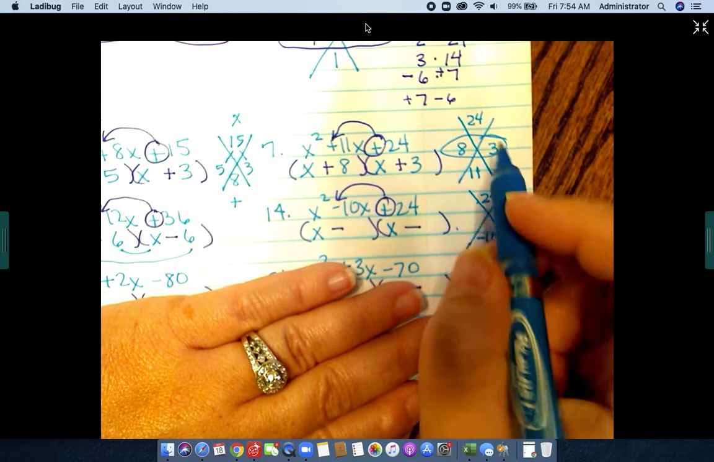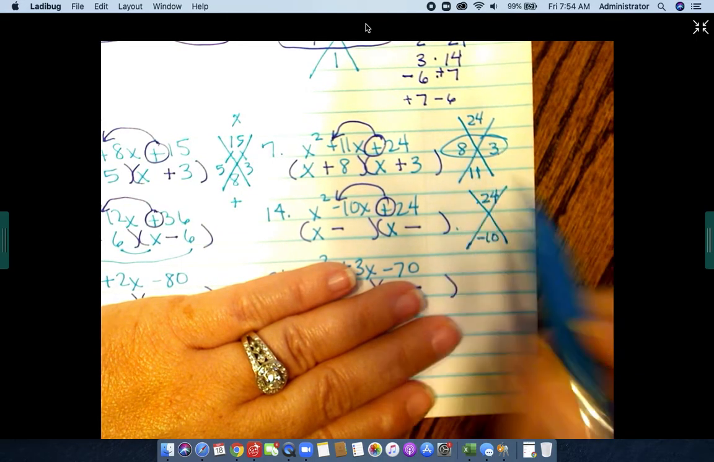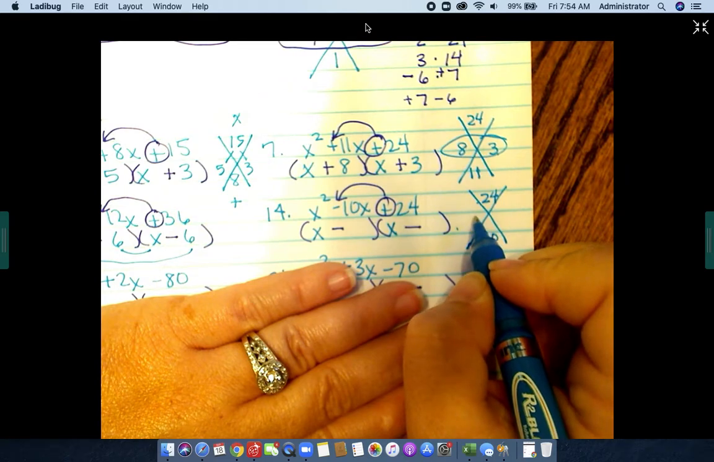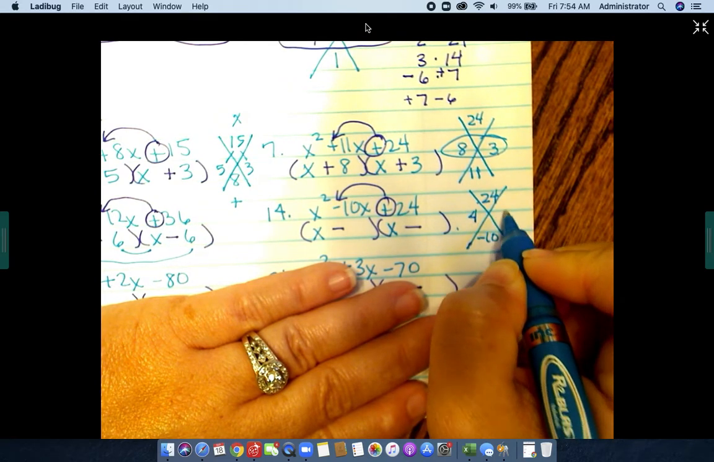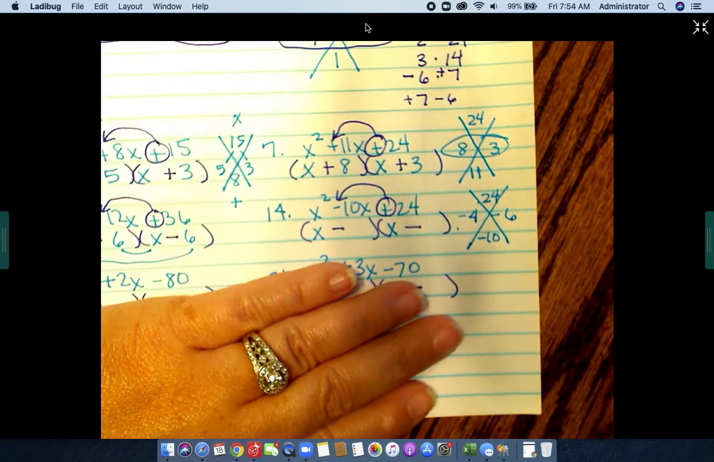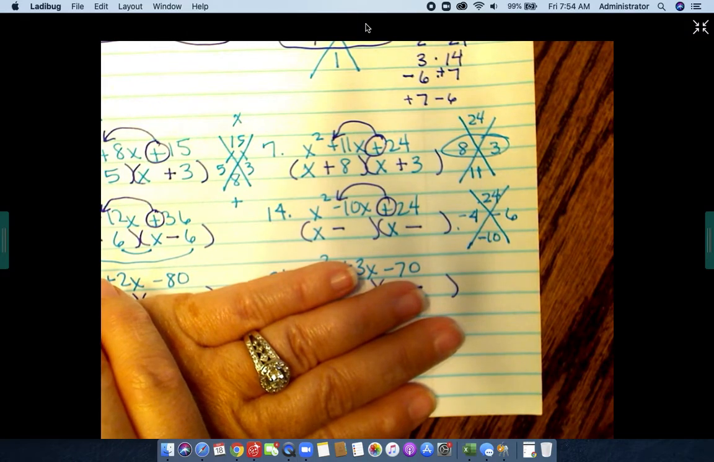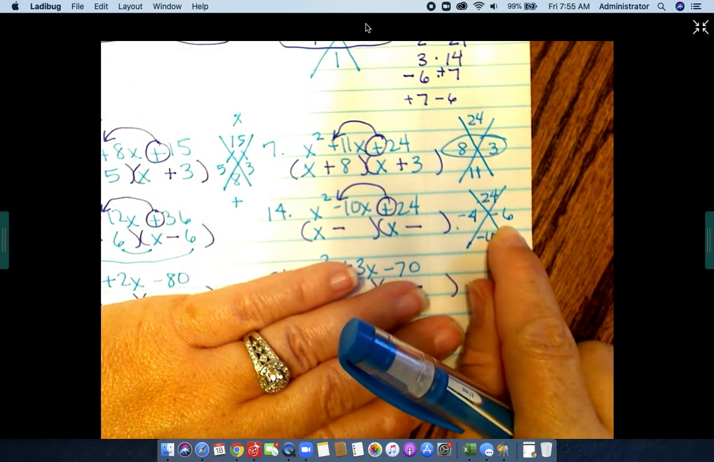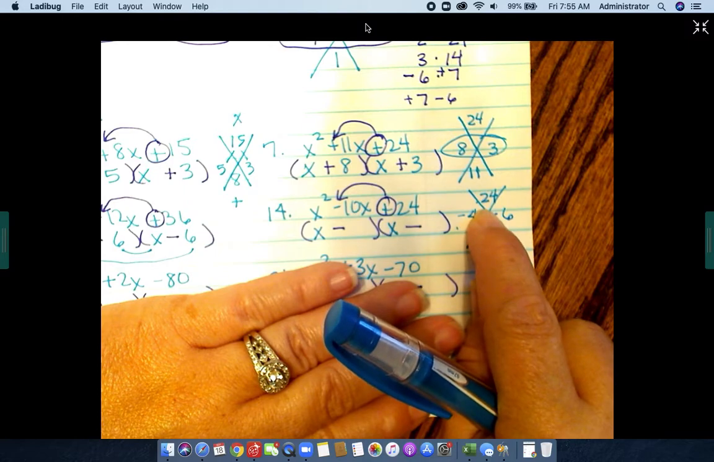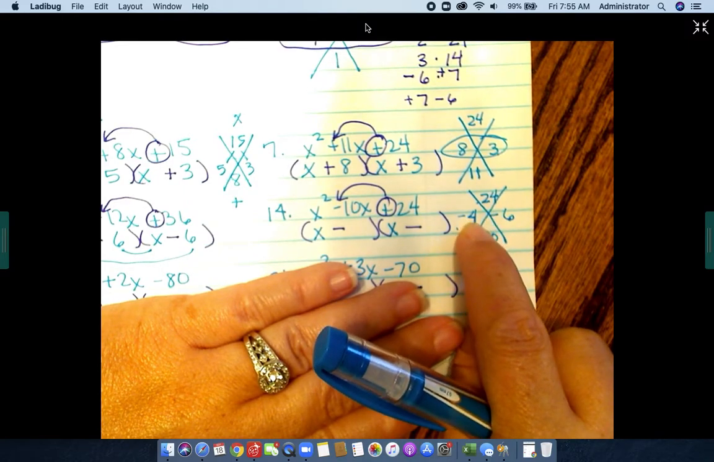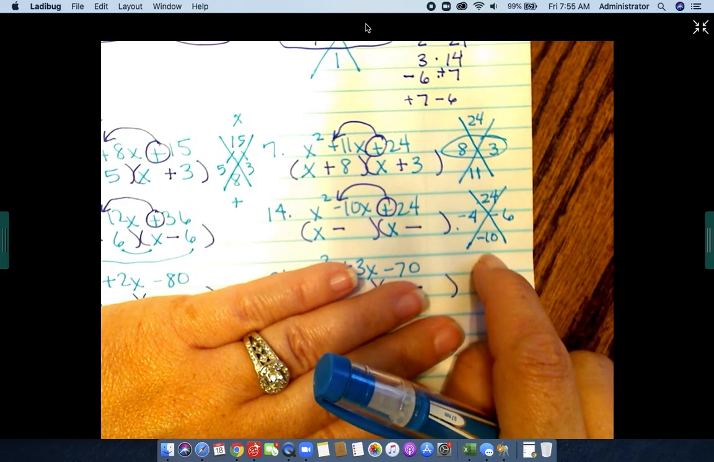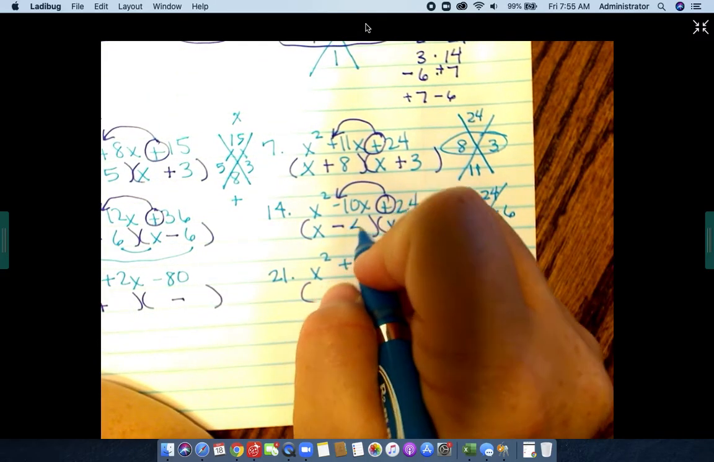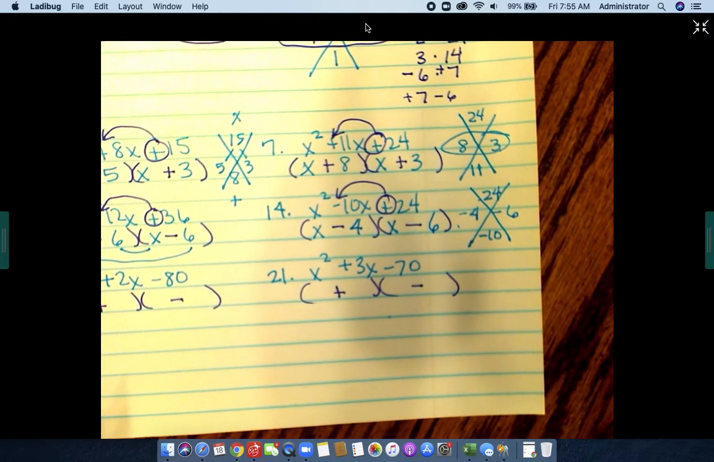Well, this time, instead of 8 and 3, because 8 and 3 give us 11, we can use 4 and 6, where both are negative. Does that make sense? Negative 4 times negative 6 is positive 24, but negative 4 minus 6 is negative 10. So I'm going to plug in my minus 4 and my minus 6.